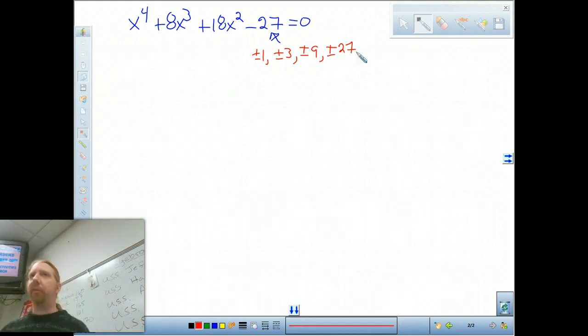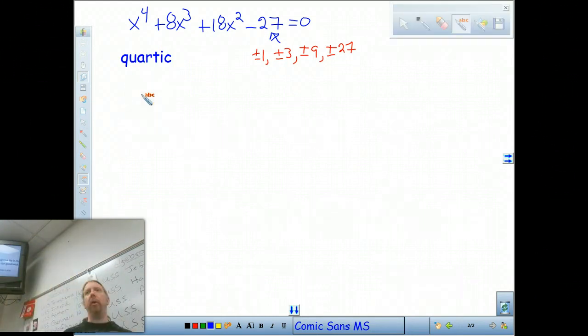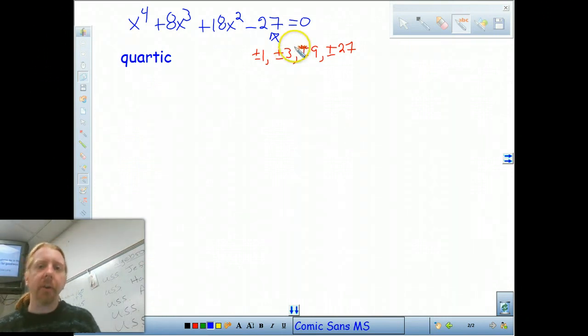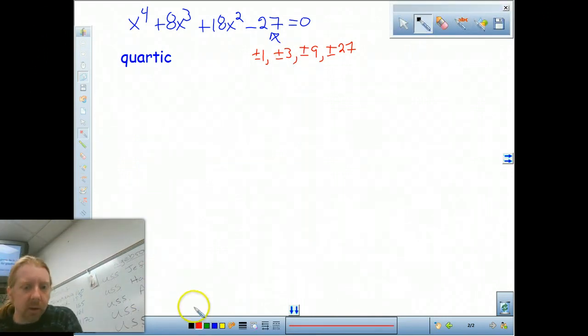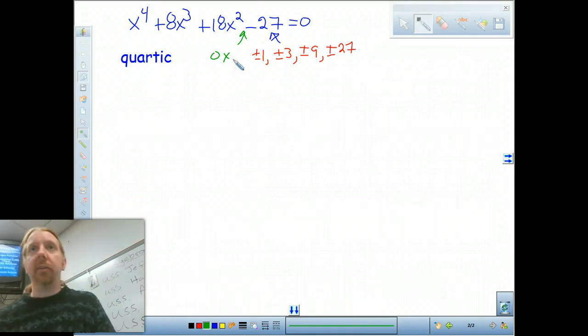There's one other possible pitfall here I want to be careful about. This one has 4 terms, but what degree is it? Fourth degree, and we call that quartic. Quartic because it's 4th degree. Quarters are a fourth of a dollar. 4 quarts to a gallon. So quartic goes with 4th degree. So when I go to do my tests, you want to be aware of that. When you start to run your numbers through, remember to include a 0x. And that's going to make a difference with these.